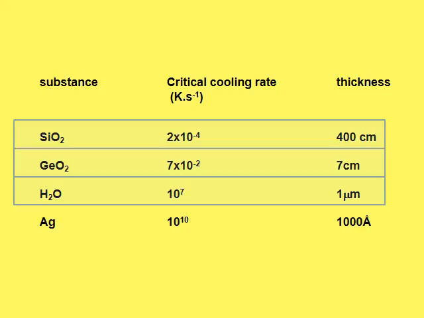In order to obtain water glass, special cooling techniques are required, and even though the thickness is restricted to 1 micron. Metallic glass also exists, but cooling techniques even more efficient are required. However, even with this special cooling technique, you will only obtain a thin film of metal glass.